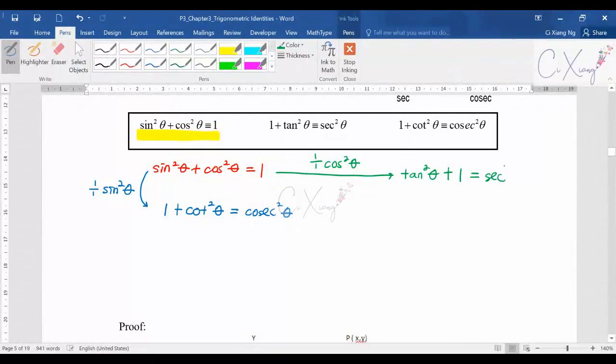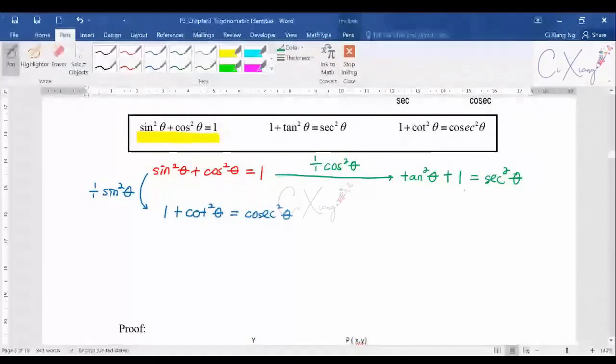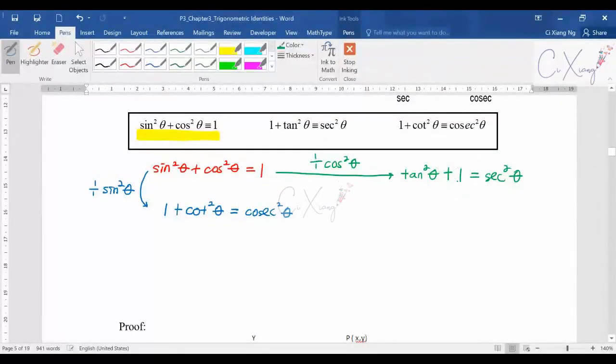So you have secant square. So that's why you get the second Pythagorean identity here. All right, so this is how we get all the three identities from the original one, which is sine square plus cos square equals to 1. I believe most of you can remember this, right? Okay, so this is how I memorize it.